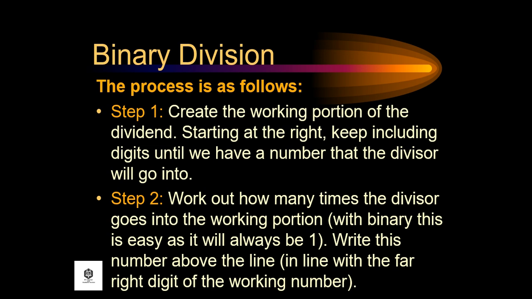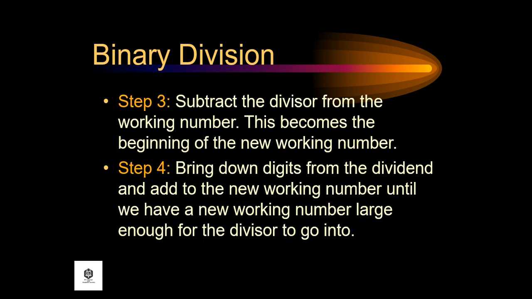The process is as follows. Step 1. Create the working portion of the dividend. Starting at the right, keep including digits until we have a number that the divisor will go into. Step 2. Work out how many times the divisor goes into the working portion with binary. This is easy as it will always be 1. Write this number above the line, in line with the far right digit of the working number.